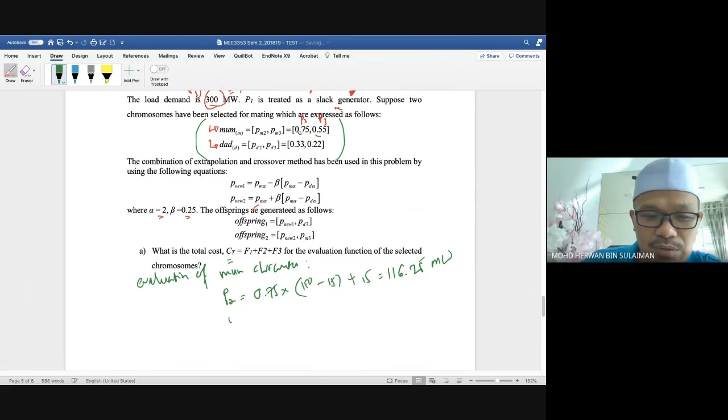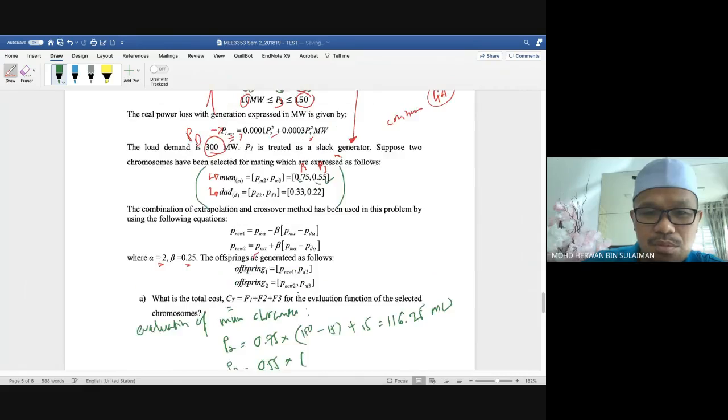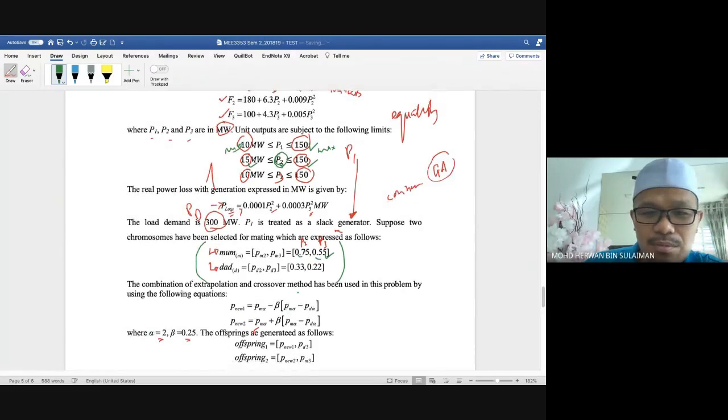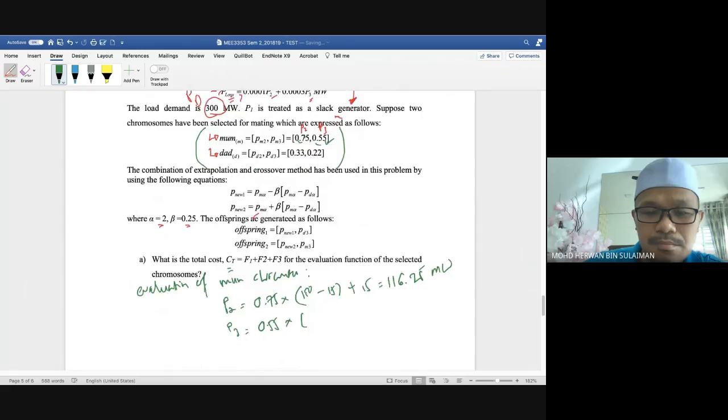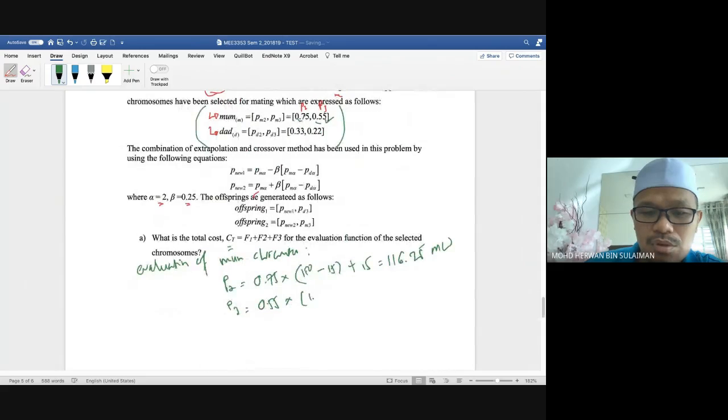And then you can find your P3. P3 is 0.55 here. 0.55 times the max is 150, minimum is 10. So here is 150 minus 10 plus 10. So you get 87 megawatts.